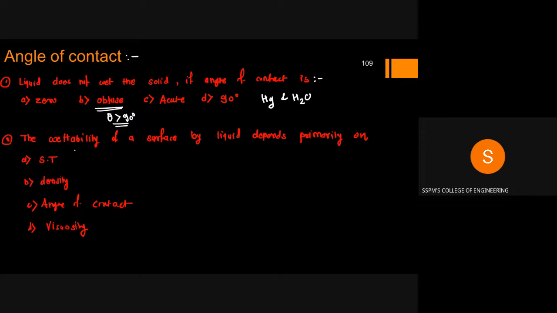Second, the wettability of a surface by a liquid depends primarily on what? Wettability means the ability of the liquid to wet the solid surface. The options are surface tension, density, angle of contact, and viscosity. So wettability depends on the angle of contact. That is the reason here for the first question.